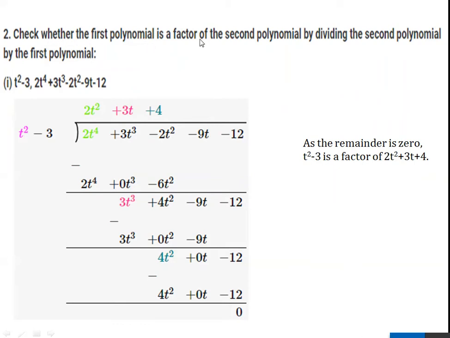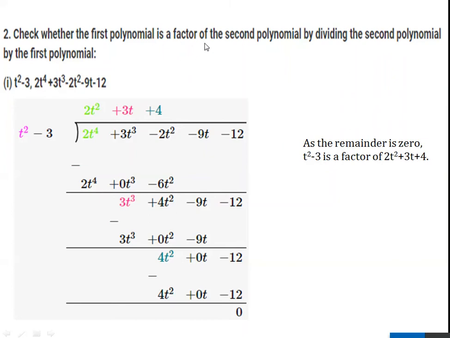Second question. Check whether the first polynomial is a factor of the second polynomial by dividing the second polynomial by the first polynomial. Here the first polynomial is t square minus 3. The second polynomial is 2t raised to 4 plus 3t cube minus 2t square minus 9t minus 12. The division method I have explained in the previous slides.